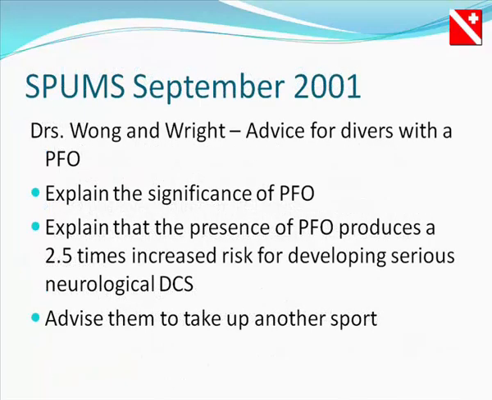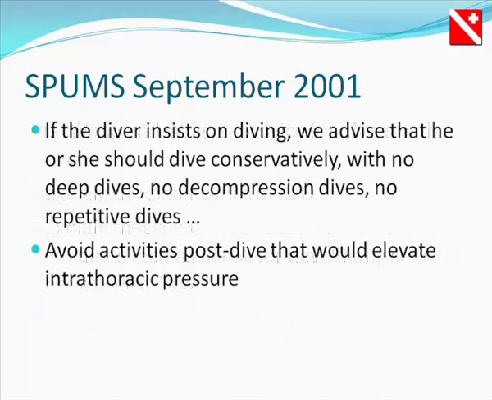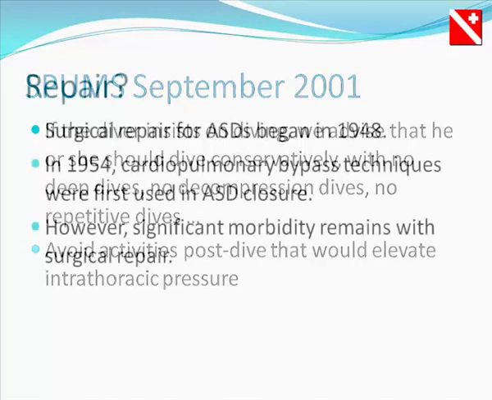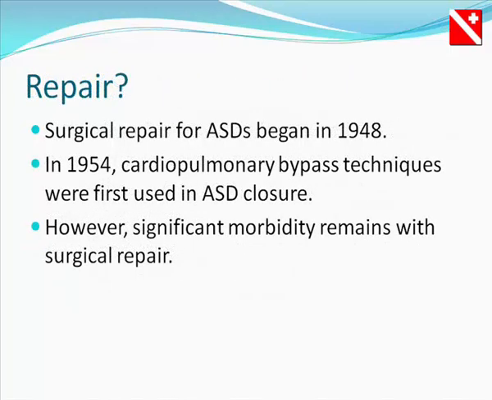What do you do if you have a PFO? Well, Drs. Wong and Wright recommended that if you have a diver with a PFO, clearly you do need to counsel them. You would then use the Bouvet data and say, well, you've got that 2.5 odds ratio that Bouvet found. And if they don't want to take up another sport, you could counsel them in terms of avoiding bubbles, and there are ways to do that. And of course, avoid the activities that may increase the chances of shunting. But inevitably you get to the point where someone may ask, well, should I have it repaired?